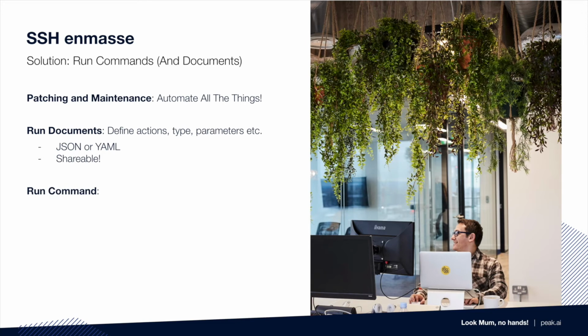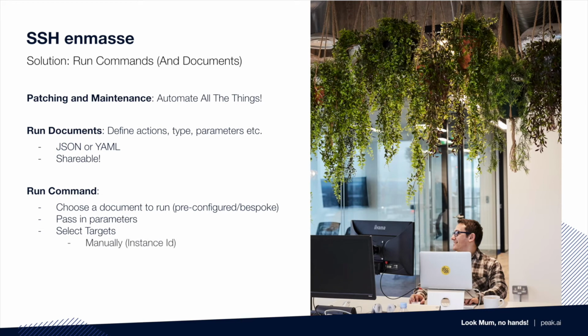A run command allows us to remotely and securely manage the configuration of an instance at no additional cost. You could choose a document to run, pre-configured by Amazon, or one that you made yourself. Pass in parameters, and then you select targets. Targets can be selected manually using instance IDs, or they can be selected using tags. We use tags to identify, define, and categorize resources, not just for cost allocation. So, for example, select all the instances with a stage that is equal to prod.